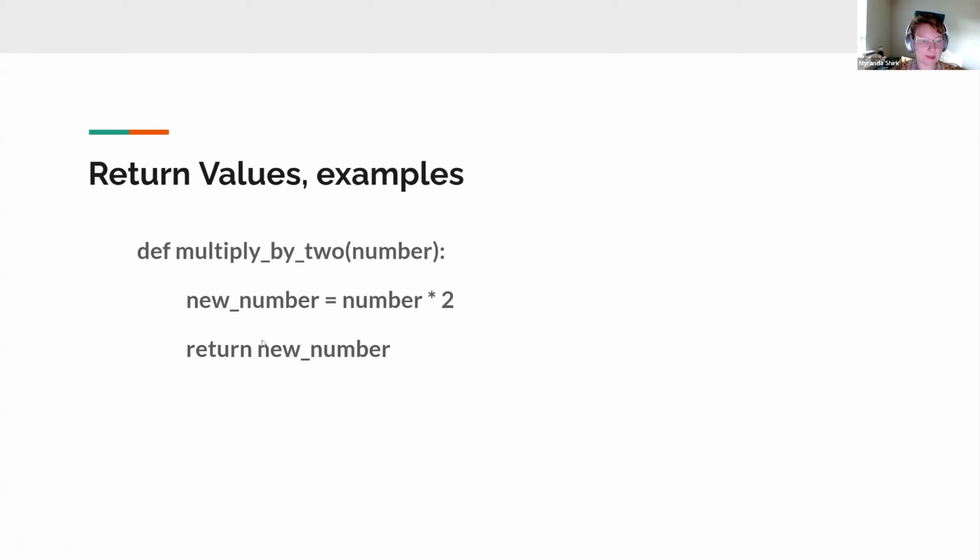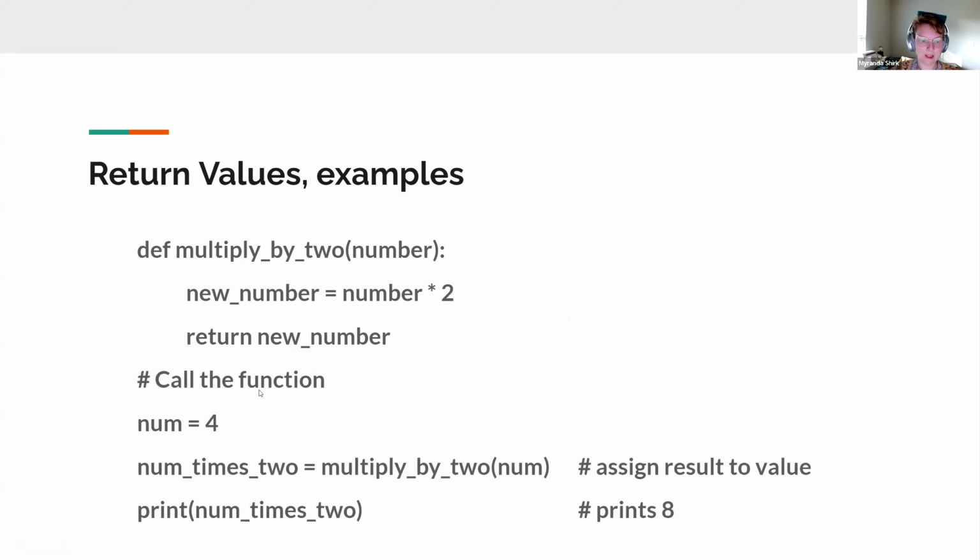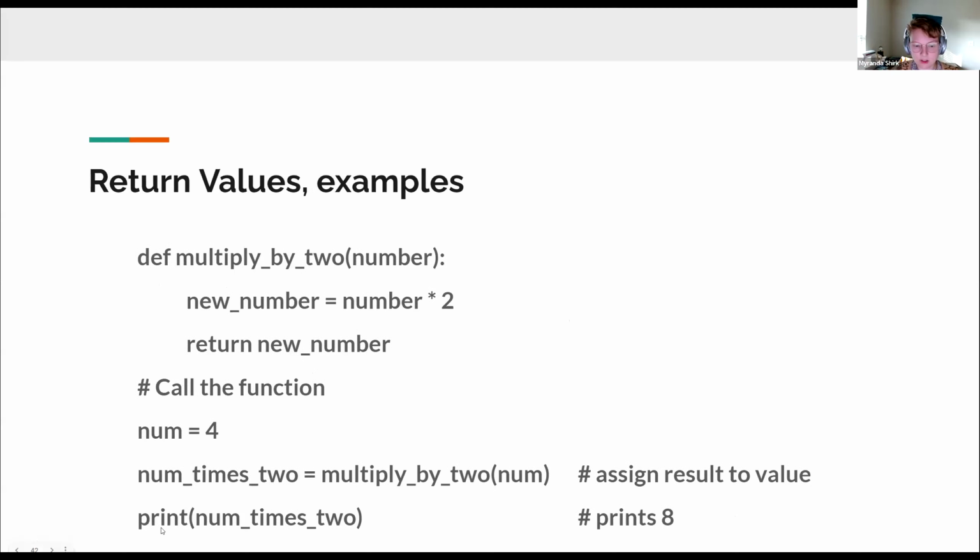Where's my example? Okay, so in this one we have define, multiply by 2, given a number. So now we're going to have our new number equals number times 2, return that new number. Now when we call our function, we can actually assign it to a variable. So we can say number times 2 equals multiply by 2 number.